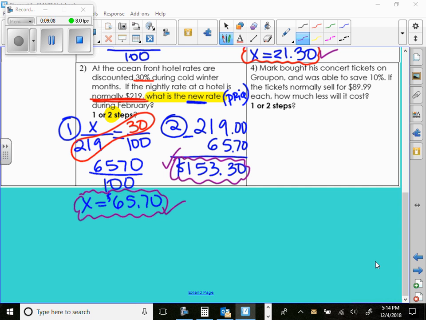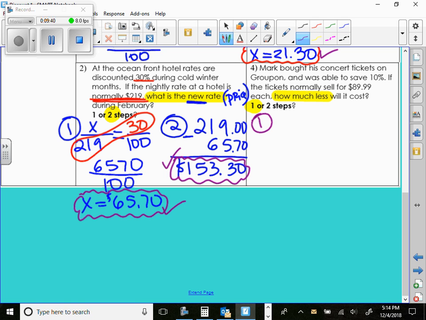And last one, we'll do it together. Mark bought his concert tickets on Groupon and was able to save 10% off the tickets that normally sell for $89.99. How much less will it cost? The question is, how much less? So I do not need to find a new price. I do not need to find how much he paid. All I need to find is how much less will it cost him. And it is a one-step problem.